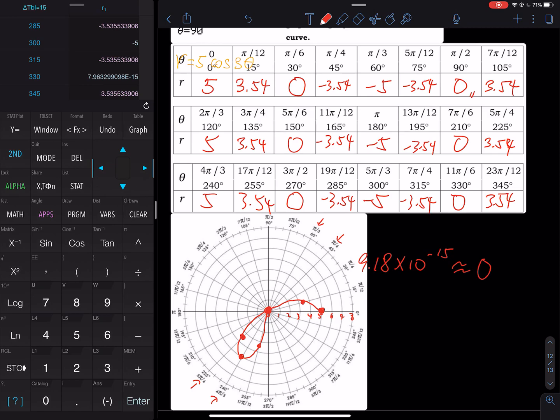And then the next one is our 105, 3.54. So 1, 2, 3, and then a little bit more. And then 120 is 5.45. And then 3.54, and then a 0. So you go this way. And then we have a 165. 165 is right over here. And you have a negative 3.